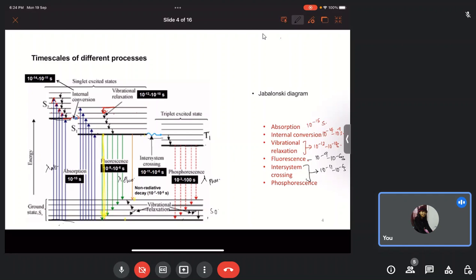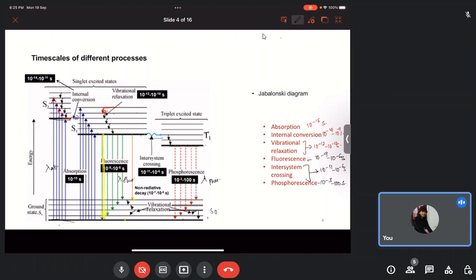Phosphorescence is in the time scale of 10 to the power minus 3 to 100 seconds. So this portrays the overall electronic excitation and the relaxation of the molecule from the excited state through different radiative and non-radiative processes.